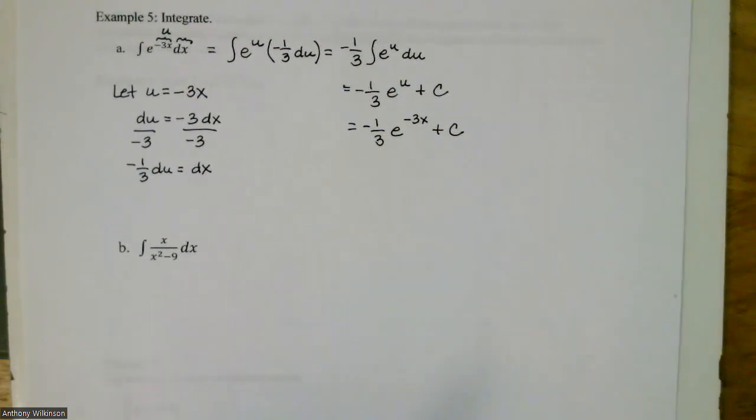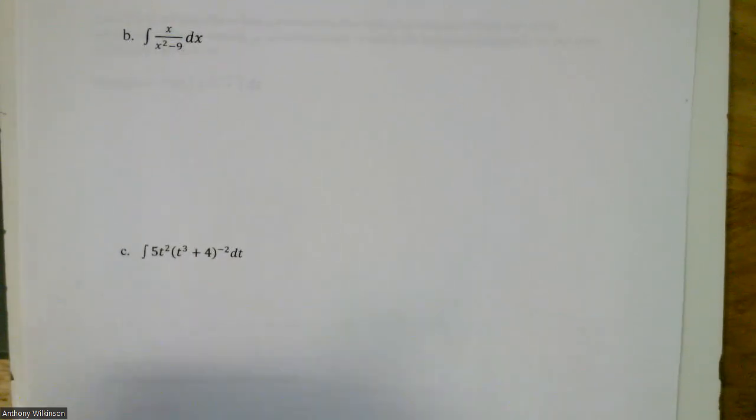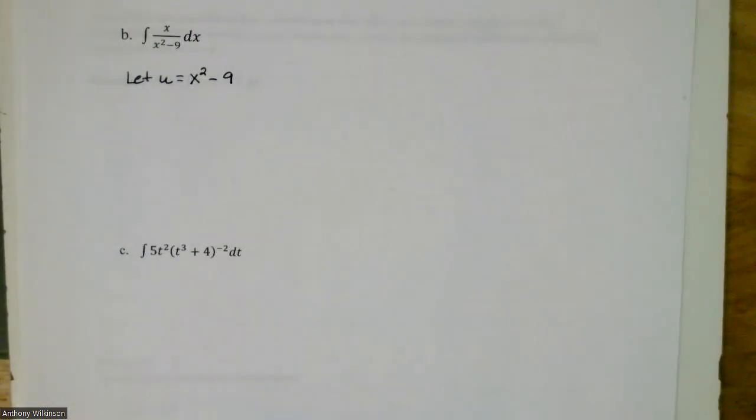Right? Now, part B is this. Here we've got the integral of x divided by x squared minus 9 dx. So here we're going to integrate by substitution. So what I'm going to do here is let u be the denominator, x squared minus 9. Let's use that, because sometimes you have to take probably the most complicated expression and let that be u. So you have to try something here. So I'm going to let u equal x squared minus 9.